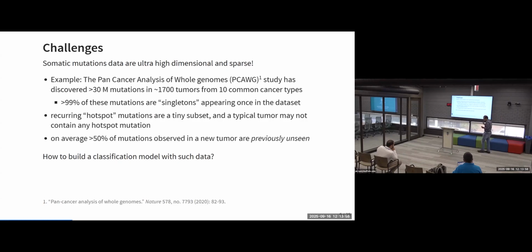And the most challenging part is that, on average, more than 50% of mutations observed in any new tumor are previously unseen, previously unobserved. So we are talking about doing a prediction, and in a new tumor that appears, we do the genome sequencing, look at its genomic fingerprint, and we encounter mutations on which we have no prior data. We have not seen that mutation before. How do we build a classification model with such data?